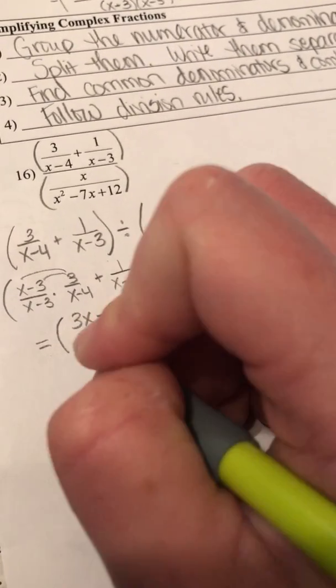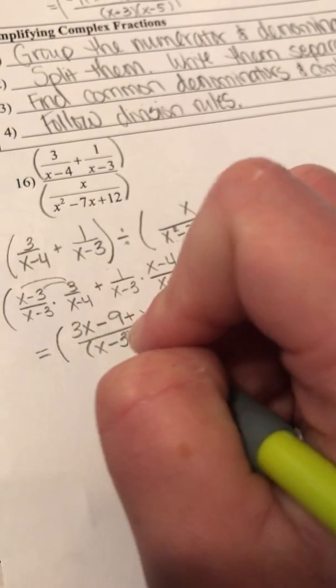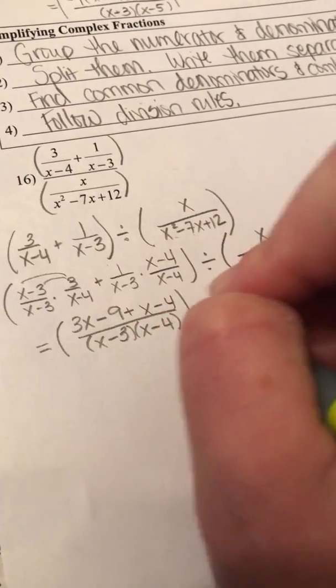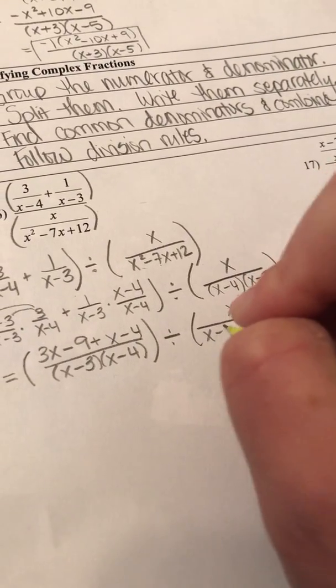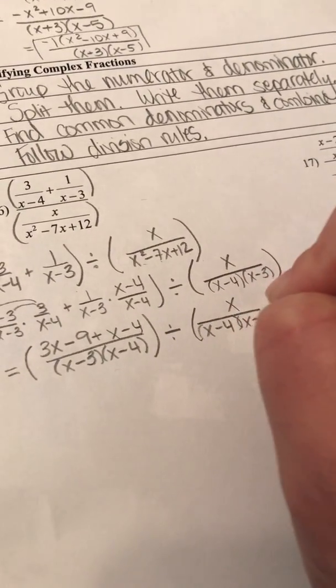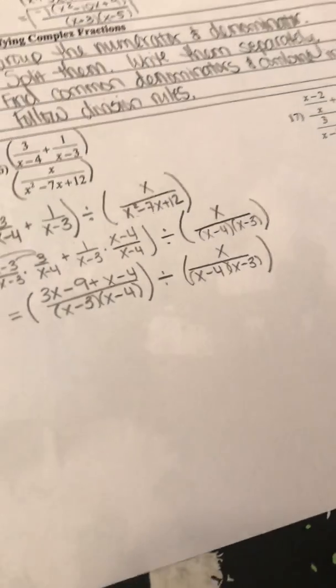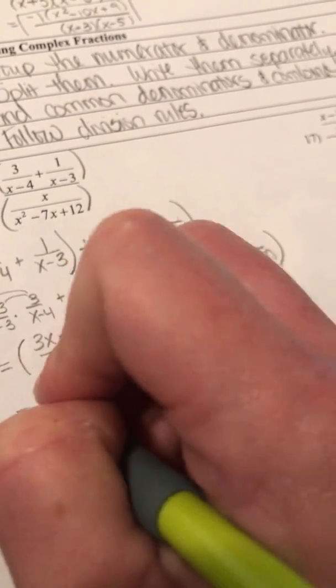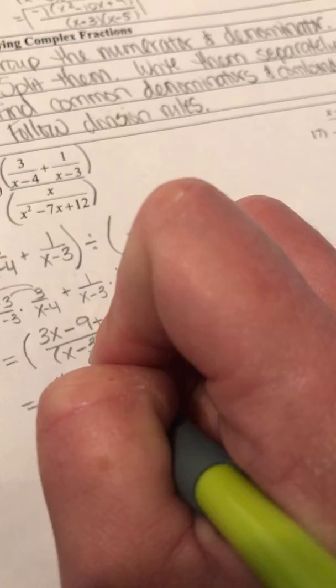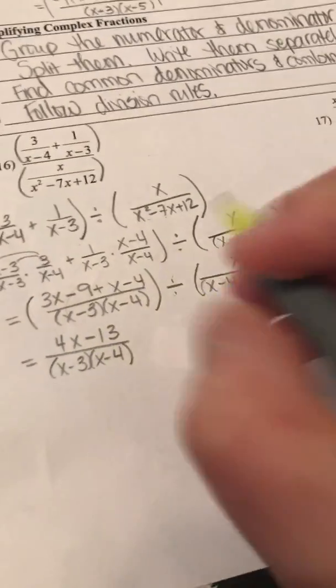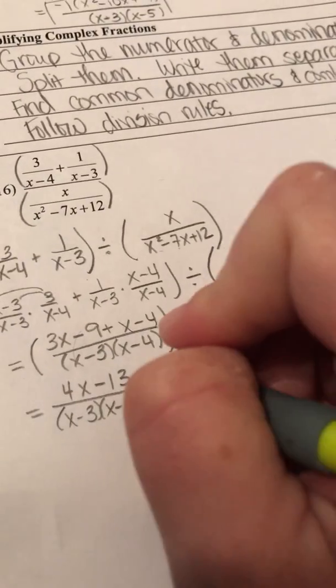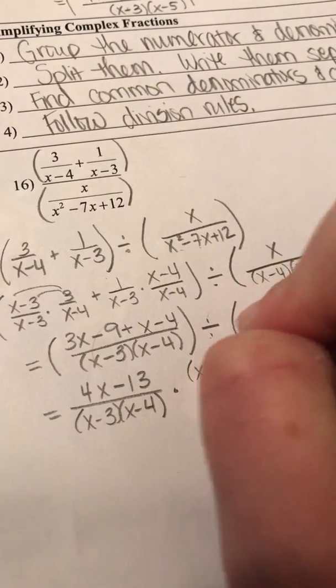We have common denominators. Remember, we just made sure. So we can combine the numerator, divided by x over x minus 4 times x minus 3. Okay. All right, combine like terms. So I have 4x minus 13 all over x minus 3 times x minus 4. How do you divide fractions? Aha, keep, change to multiplication, take the reciprocal.